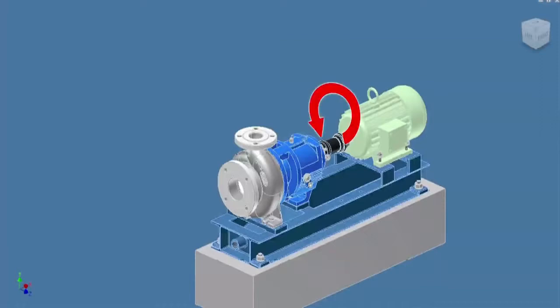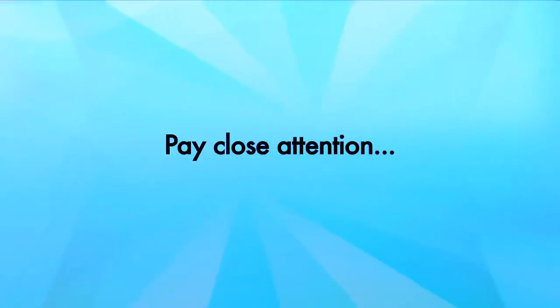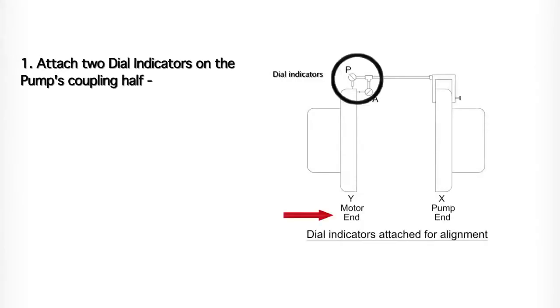Now check the driver rotation and coupling alignment. Is it fine? Great. Now align the pump with the motor using dial indicators. How do you do this? Pay close attention. Step 1. Attach two dial indicators on the pump's coupling half.